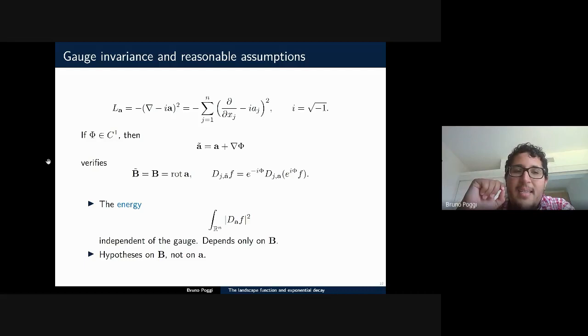And for this reason, any hypothesis that you want to put on the operator, any quantitative hypothesis, you should actually put it on the magnetic field and not on the magnetic potential. So this is a very important thing to understand about the magnetic Schrödinger operator and why we will soon put the conditions that we put on our results.